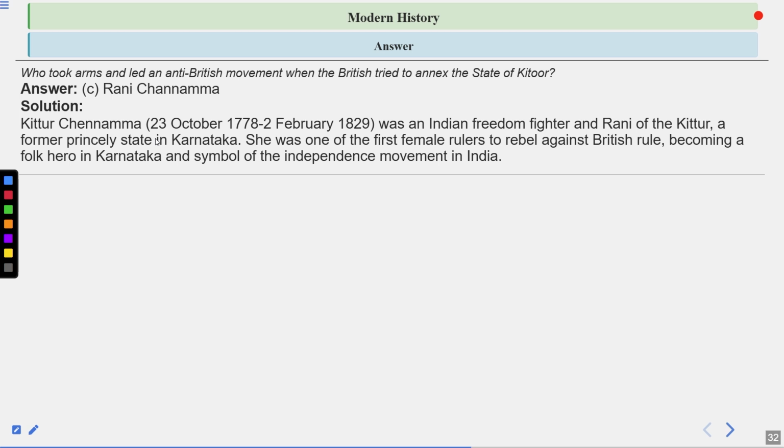Solution. Kittur Chennamma, 23rd October 1778 to 2nd February 1829, was an Indian freedom fighter and Rani of Kittur, a formerly princely state in Karnataka. She was one of the first female rulers to rebel against the British rule, becoming a folk hero in Karnataka and a symbol of the independence movement in India.